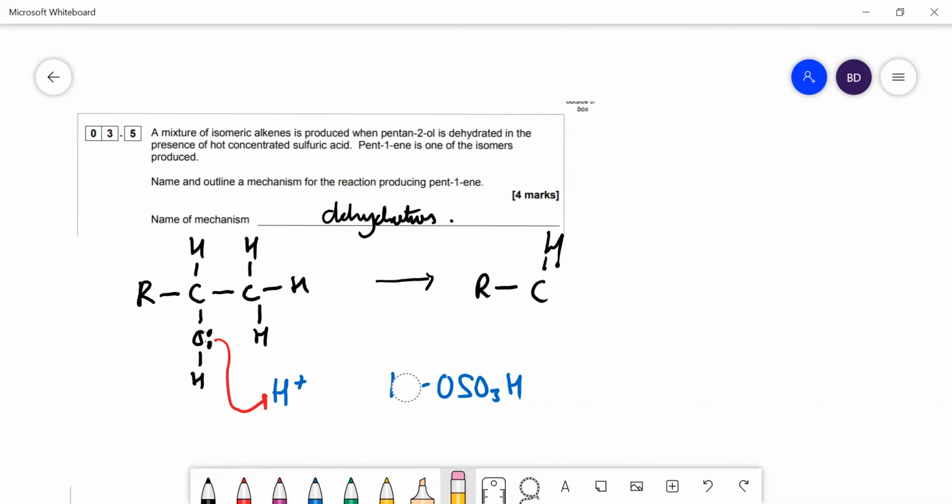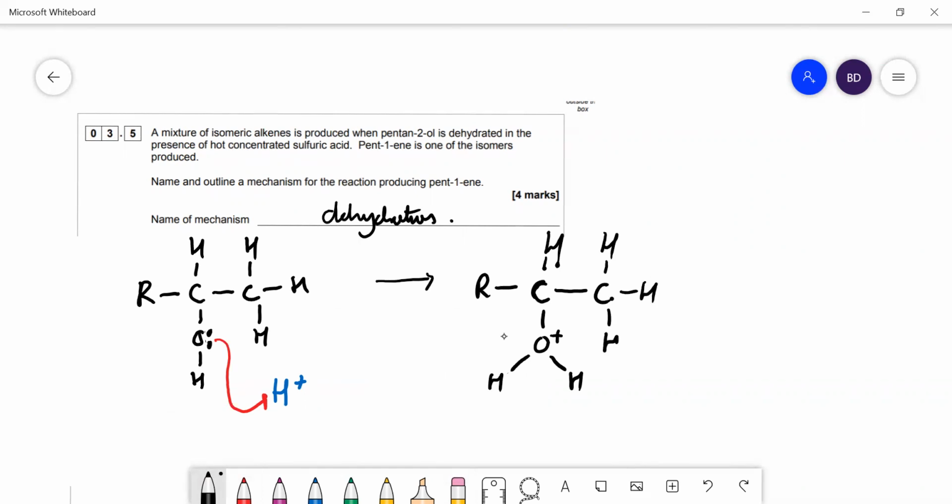Let's rub that one out. We will get there. So we protonate the oxygen. So the oxygen's now got a positive charge on it, and we're going to have that. Now the next step in the mechanism is this bond is going to break, and that pair of electrons are going to go there to form the pi bond, the double bond. That means this carbon here is going to be forming too many bonds.